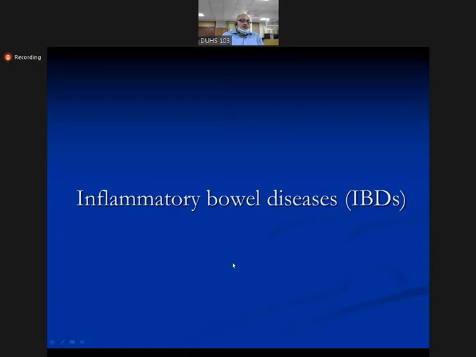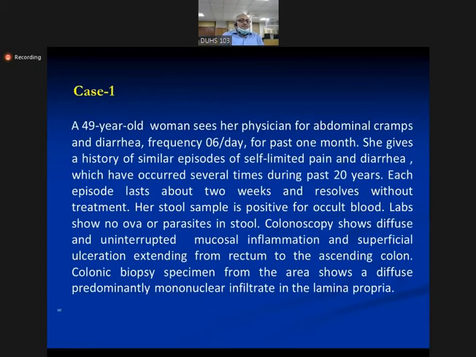So we may start with the topic of IBD. Now here is a case scenario. I may read it out for you. A 49-year-old woman sees her physician for abdominal pain and diarrhea. Frequency was 6 per day for past 1 month. A history of similar episodes of self-limited pain and diarrhea, which have occurred several times during the past 20 years. So this is a 49-year, late middle-aged woman, and the history is of past 20 years with periods of remission and relapses.